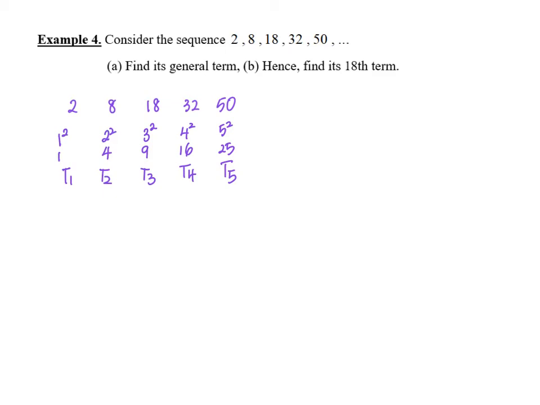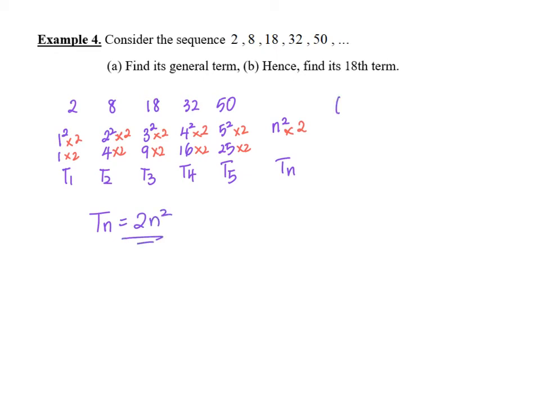I noticed that 50 and 25, this is times 2. 1 times 2 gives you 2. 4 times 2 gives you 8. 9 times 2 gives you 18. Times 2 gives you 32. Oh, that means if I have term n, I will start with n squared times 2. To simplify, term n is n squared times 2, which means it's 2n squared.